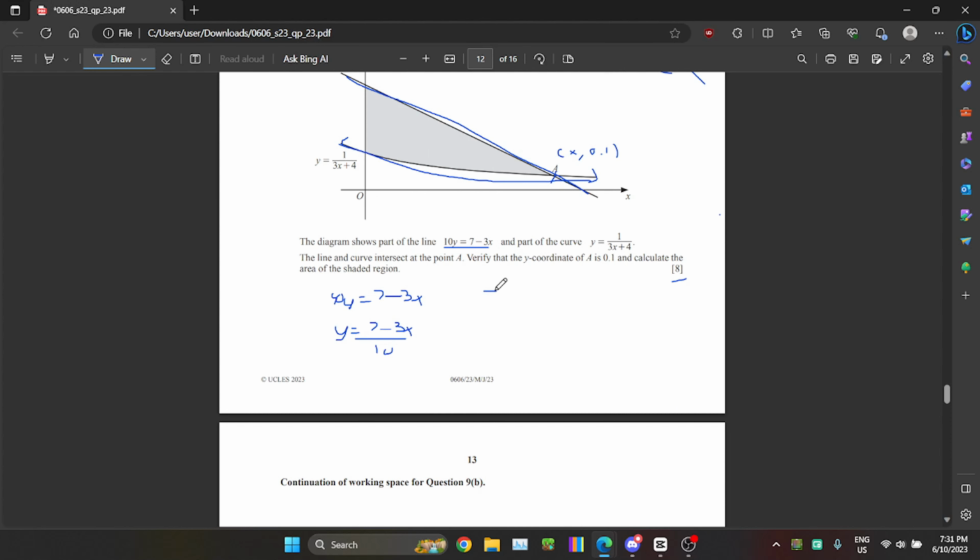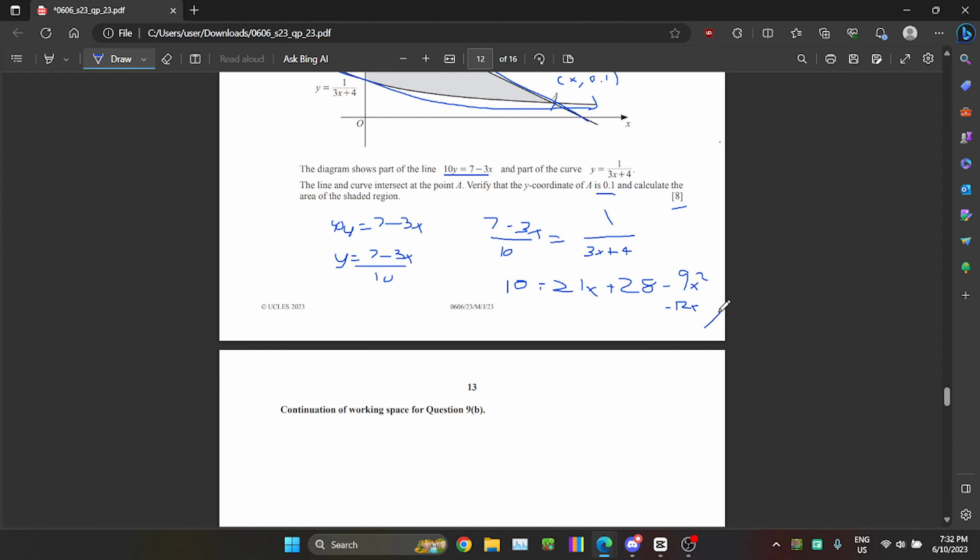And then now we can do simultaneous, right? 7 minus 3x over 10 equals 1 over 3x plus 4, like this. We're going to do cross multiplication. 10 times this equals 7 times 3x, that's 21x. 7 times 4, that is 28. Then negative 3x times 3x, that's negative 9x squared, remember. Then 4 times negative 3x is minus 12x. If you put this all together, it should be this. It's pretty simple. Let's just move on from that.